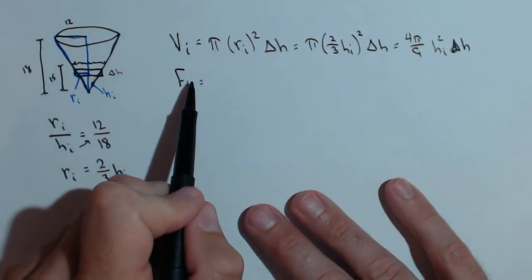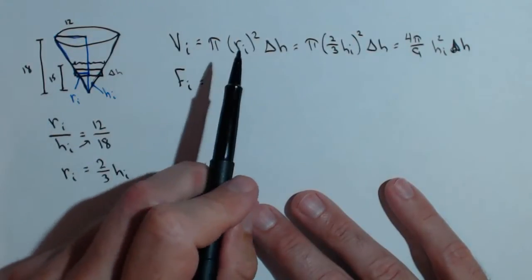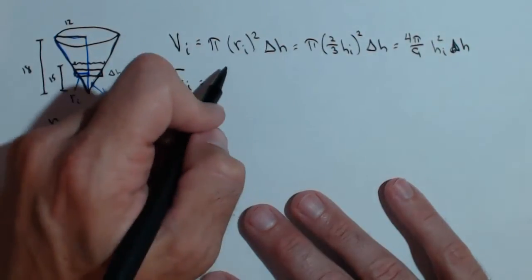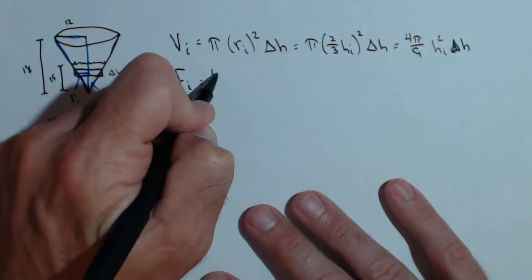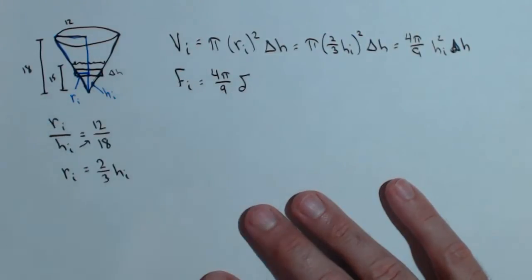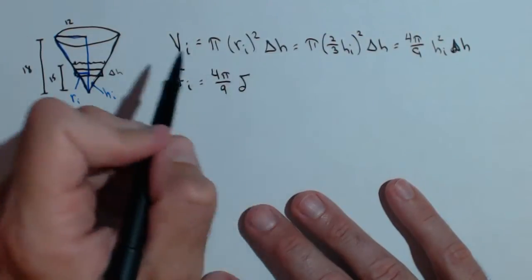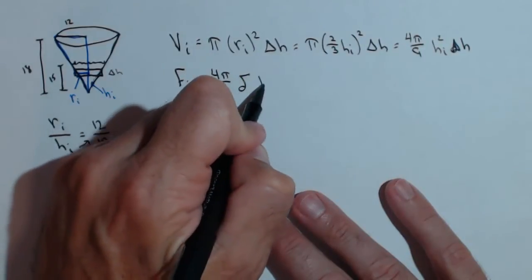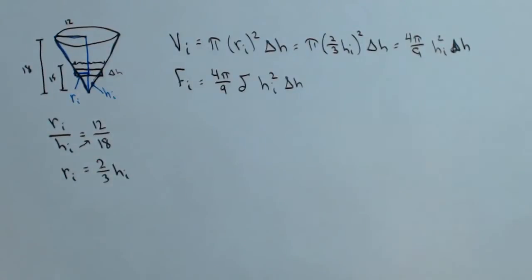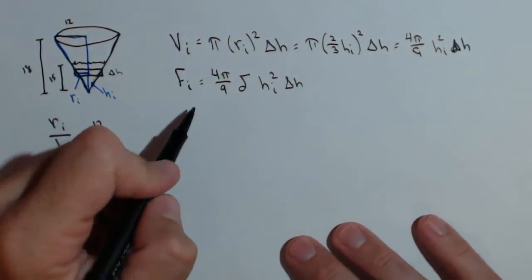Well, all we need to do to get the force is multiply the volume by the density because we're already in feet, and pounds is a force. So we're going to multiply the 4 pi over 9 times the density of water, which is 62.4 pounds per cubic foot, H sub i squared delta H. I like leaving it as delta till the very end. The rest I can always do with a calculator.